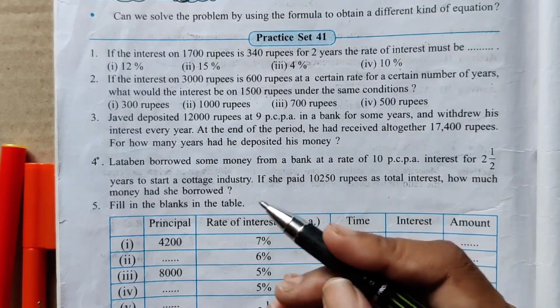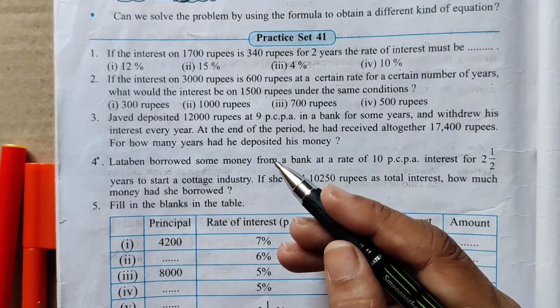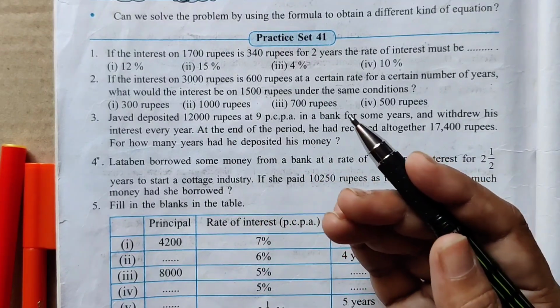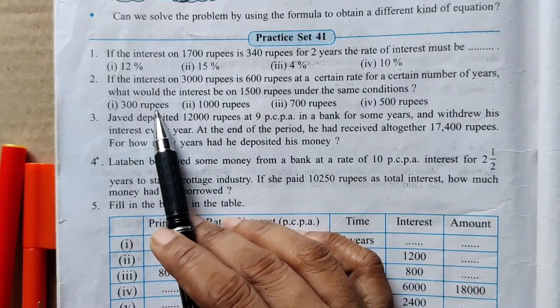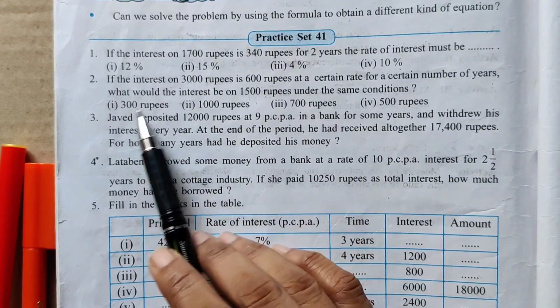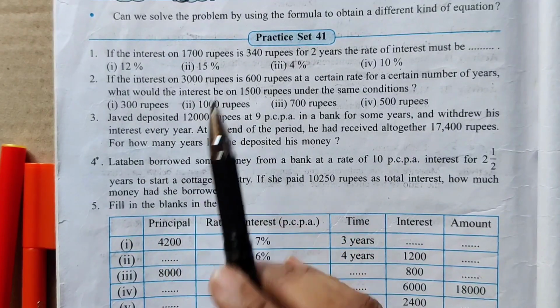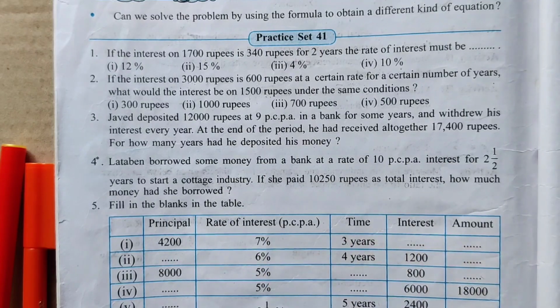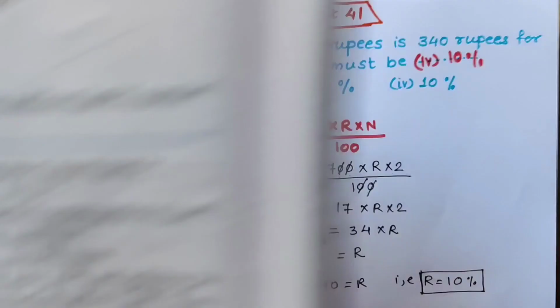So in this way, by observing the question, you can write the answer. So here the answer is 300 rupees. Those who want to solve, they can solve it and find out the answer. Okay, so how to solve that also I am going to show you.